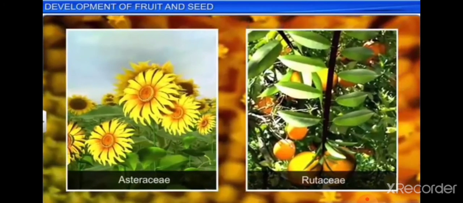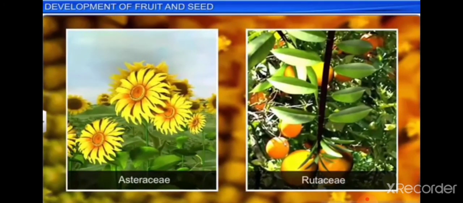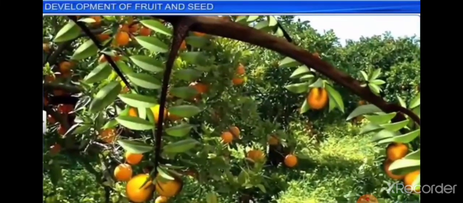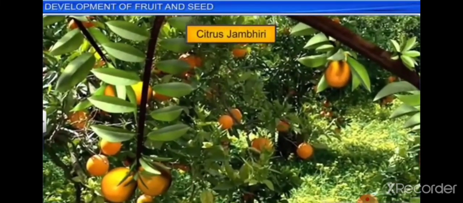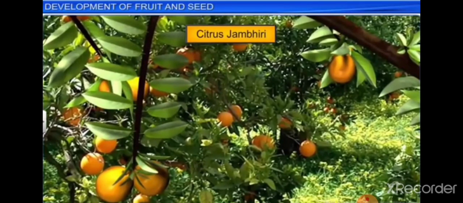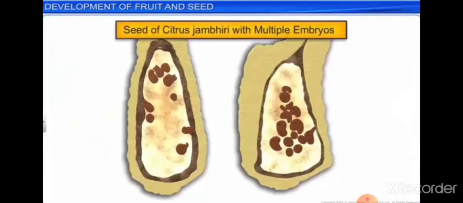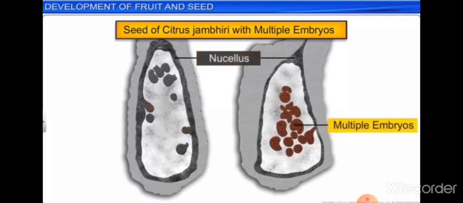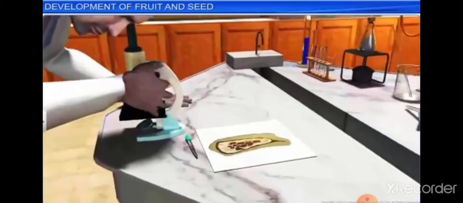Plants such as grasses and those belonging to the families Asteraceae and Rutaceae are common examples of apomixis. Moreover, in certain plants such as citrus and jamun, which belong to the Rutaceae family, the nucellar cells surrounding the embryo sac divide and protrude into the embryo sac. Later, these cells develop into embryos, and hence a single seed contains more than one embryo. This phenomenon of having more than one embryo in the seed is called polyembryony.